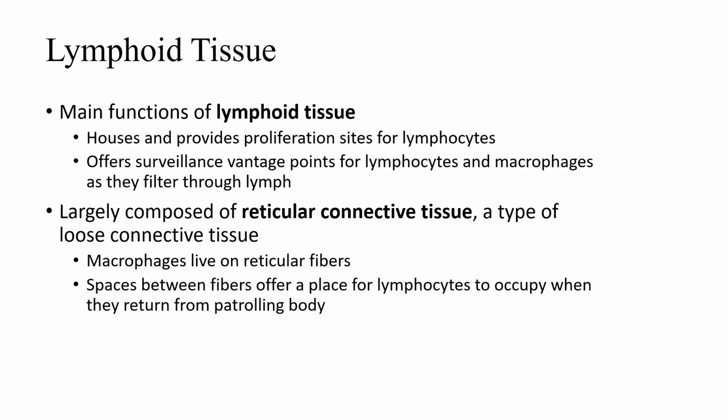By mass, it's mostly this reticular connective tissue, which is a type of loose connective tissue. I mean, you can palpate the nodes in your neck, and you can kind of feel like it's a loose kind of sac. But the macrophages will live on those reticular fibers, and then the spaces between them offer a lymphocyte a place to stay when it's patrolling. And so it's essentially like a checkpoint.